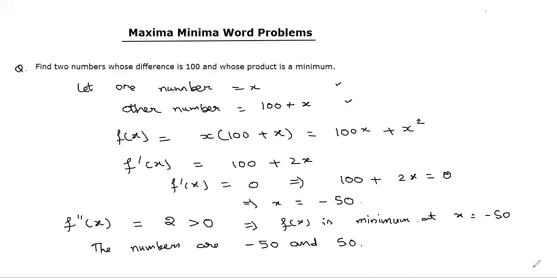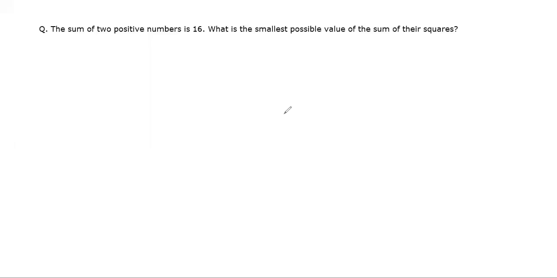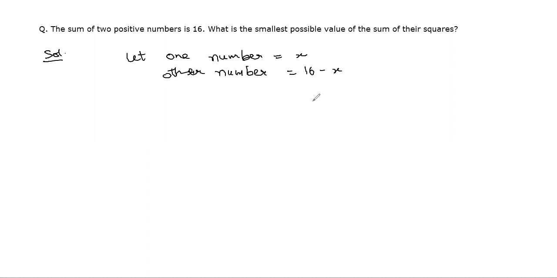Let's discuss another problem. The question is: the sum of two positive numbers is 16. What is the smallest possible value of the sum of their squares? So we are given the sum of two positive numbers. Assuming that one of the numbers is x, then the other number will be 16 minus x, so that their sum is 16. And we have to find the sum of their squares, which needs to be minimum.